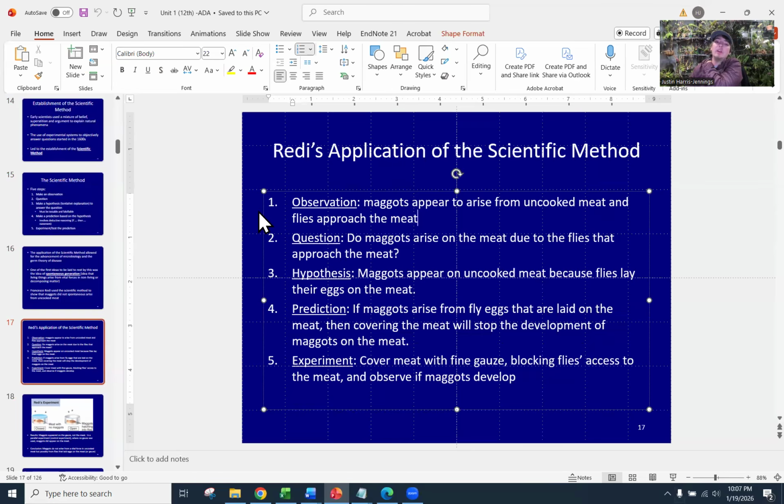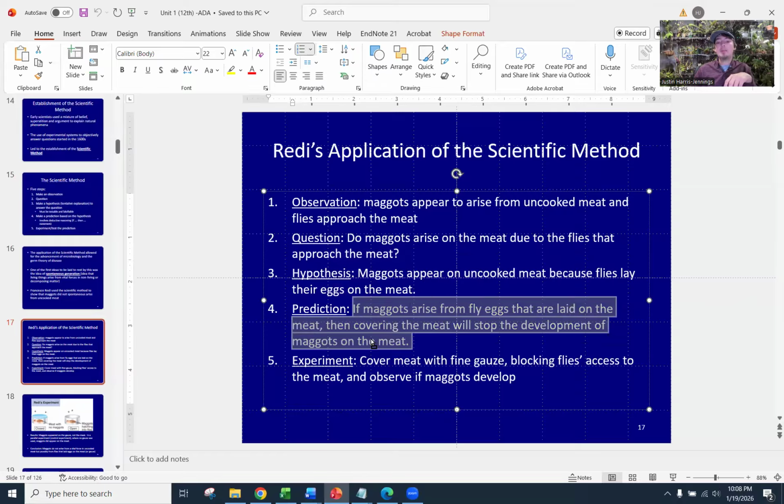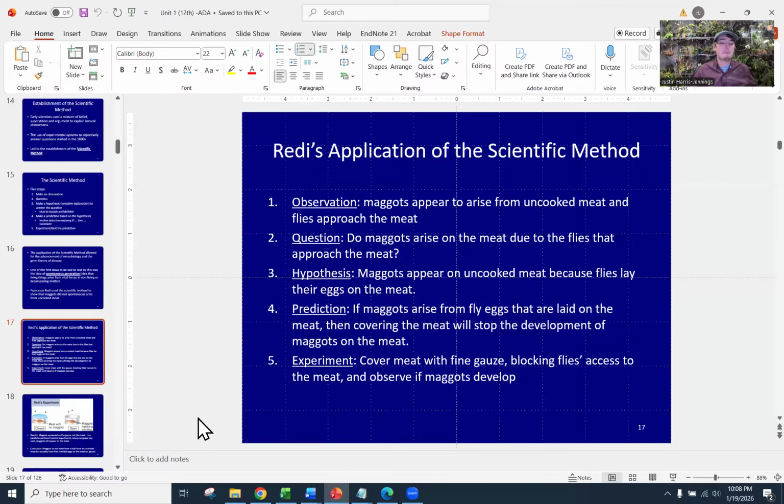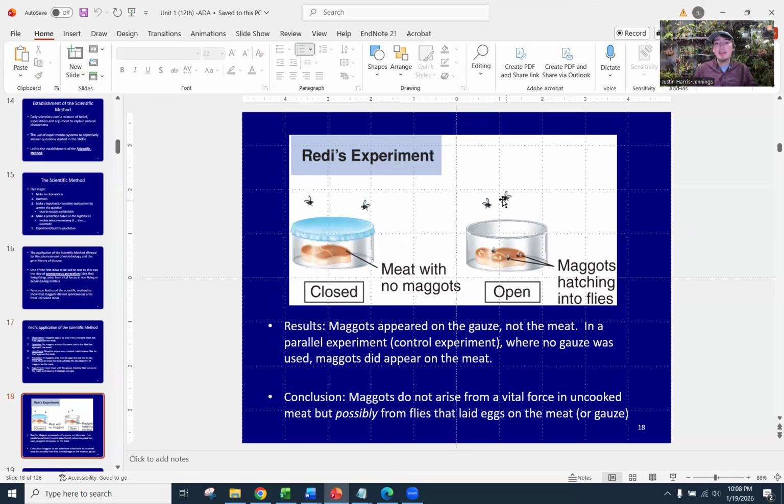And so Redi came up and was like, oh, these maggots are coming up on this meat, but also flies are on this meat. Could these maggots be coming from the flies? So this led to a hypothesis: maggots appear on this meat because flies lay their eggs. And this is a testable hypothesis because if we can prevent flies from laying their eggs, maggots shouldn't appear. And so they cover the meat and maggots don't appear because the flies can't get to them. And this leads to this experiment, right? And they can determine that, yes, these maggots must be coming from these flies that can't access the meat.